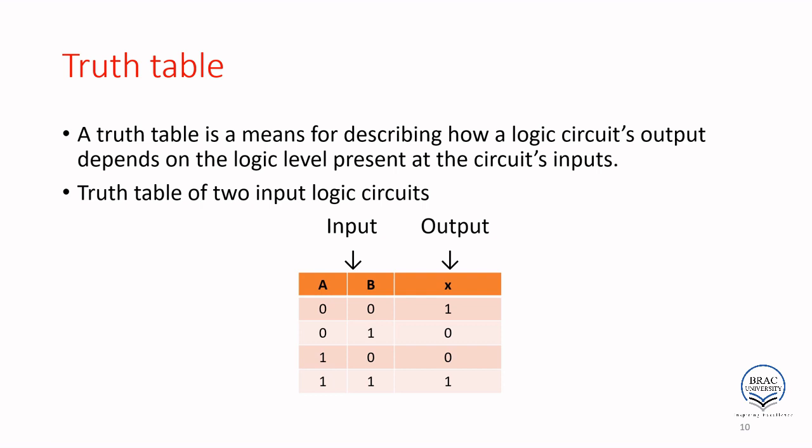Truth table. A truth table is a means for describing how a logic circuit's output depends on the logic levels present at the circuit's input. The truth table of a two-input logic circuit is like this. You have the input, which is 2-bit, and you have the output. For n bits, you have 2 to the power n combinations. So for 2 bits, you have 2 to the power 2, which is 4 combinations: 0 0, 0 1, 1 0, 1 1. And on the output side, you have either 0 or 1. Altogether, this is called the truth table.